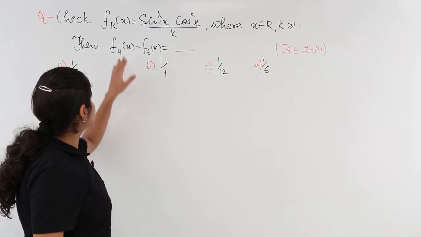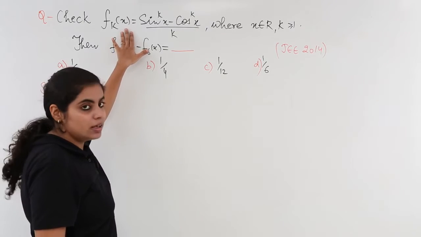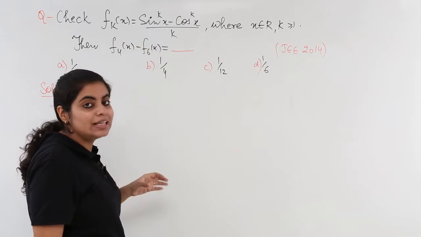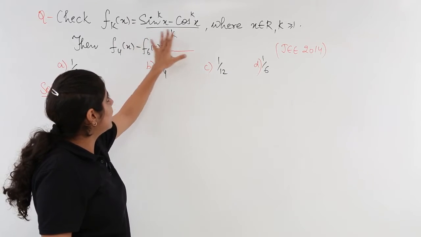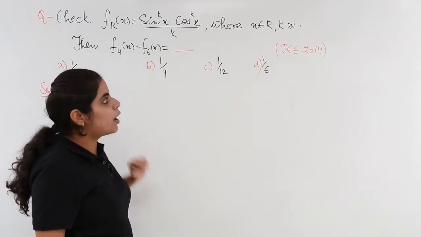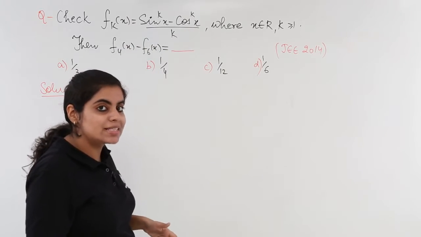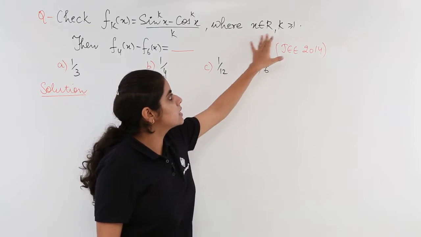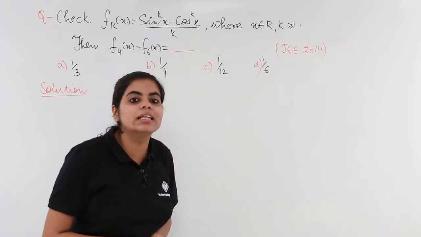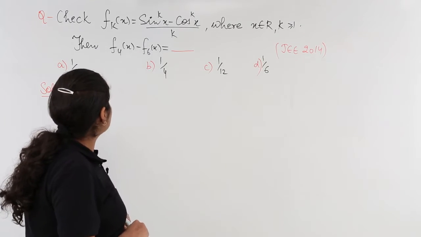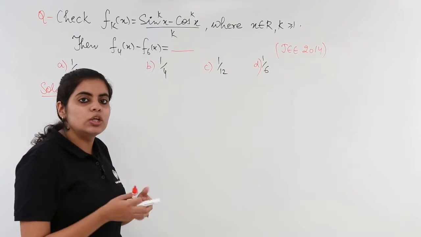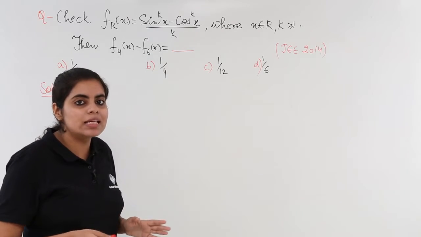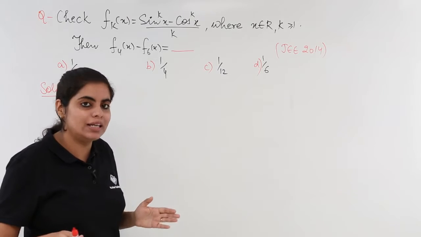The question tells me to check f_k(x), wherein k is the subscript and the values are (sin^k x minus cos^k x) upon k, where x belongs to real numbers, k has the restriction that it is greater than or equal to 1, and I want to find the value of f4(x) minus f6(x). The question is simple, the only thing is the solving part. It is a bit lengthy and tedious.